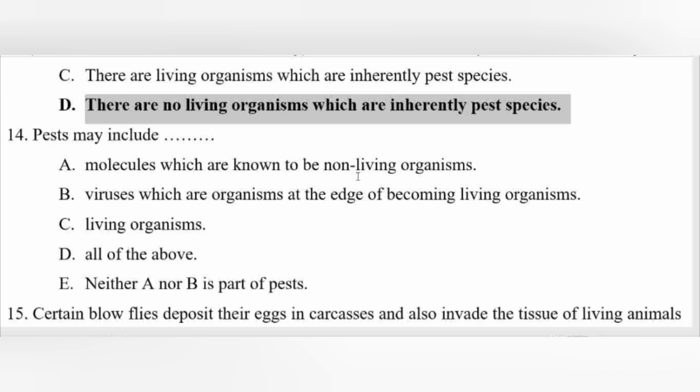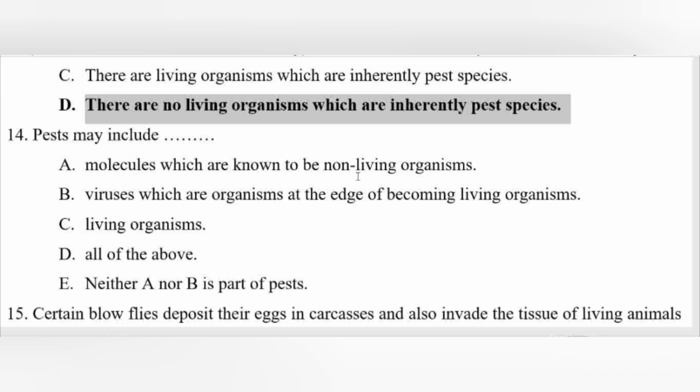Then option B says viruses, which are organisms at the edge of becoming living organisms. Yes, viruses have been described as organisms at the edge of life. They are at the edge of becoming life. In other words, they are not fully living organisms. Why? Because they are acellular. Their level of organization is not up to a cell. They constitute a molecular assembly, and their reproduction is actually through replication.